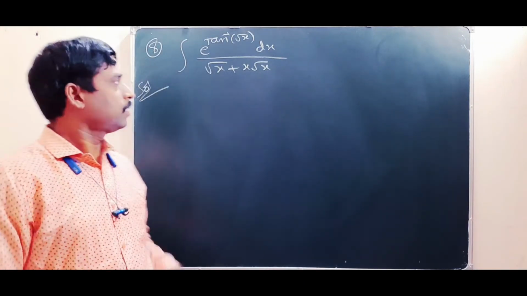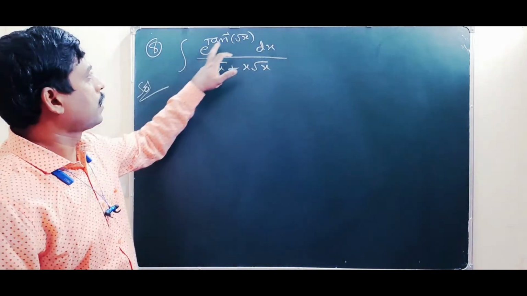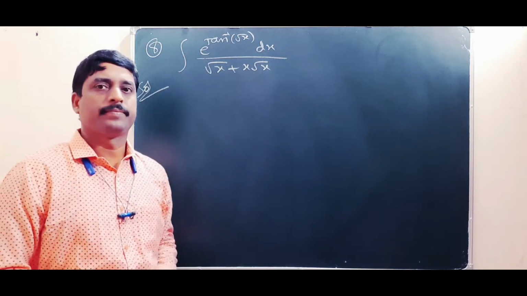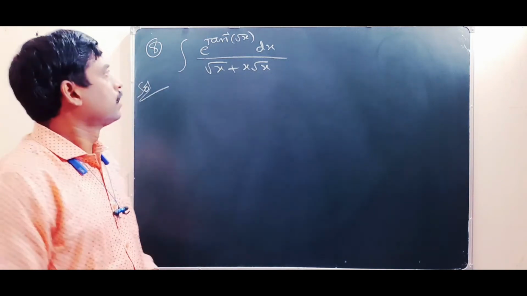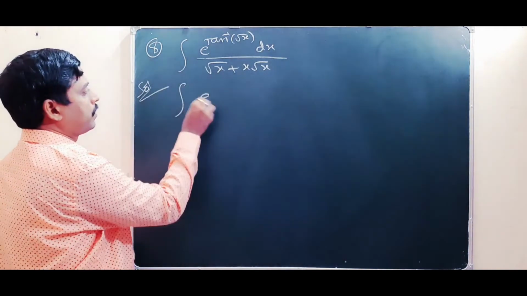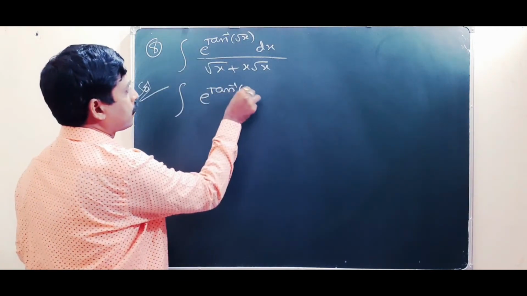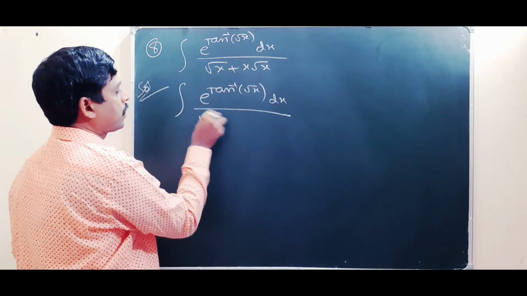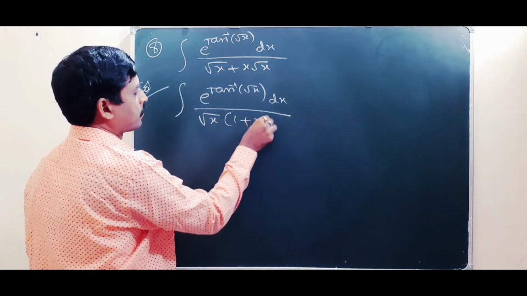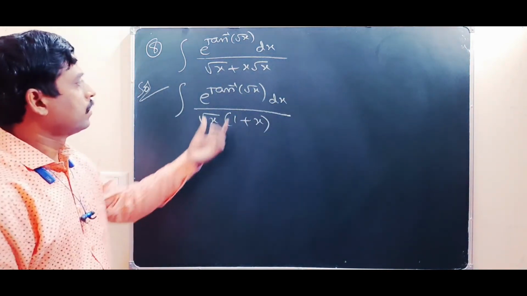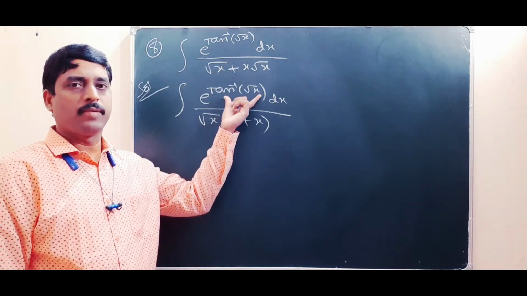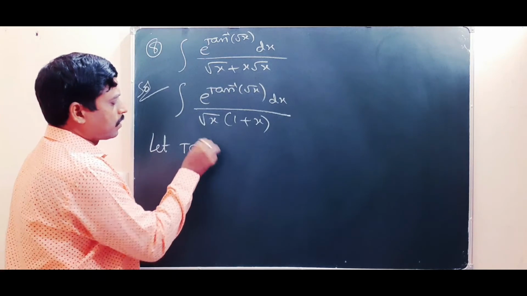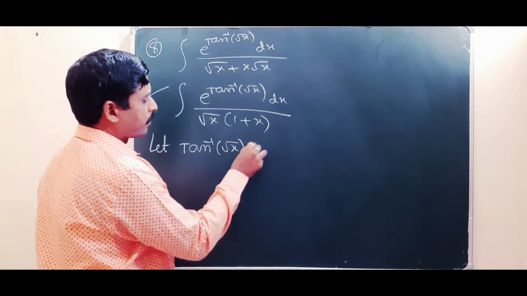Okay, look at the next question. Integral e to the power tan inverse of root x, divided by (root x plus x into root x). So the integral of e to the power tan inverse of root x dx upon, in the denominator, taking root x common, 1 plus x. So let us take tan inverse of root x equal to t, by using the substitution method.